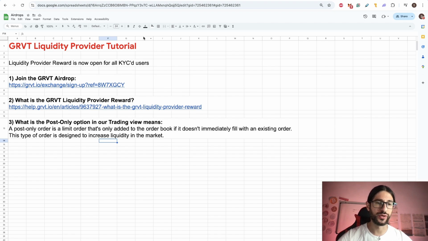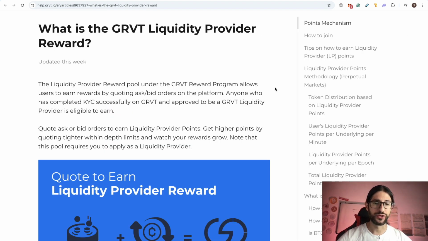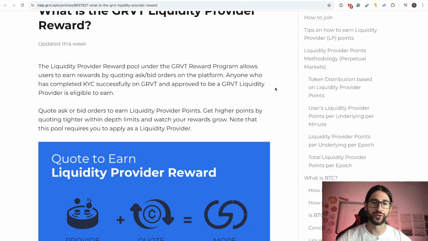So what is the GRVT Liquidity Provider reward? The GRVT reward program allows users to earn rewards by quoting bid orders on the platform. Anyone who has completed KYC successfully on GRVT and is approved to be a GRVT liquidity provider is eligible to earn.